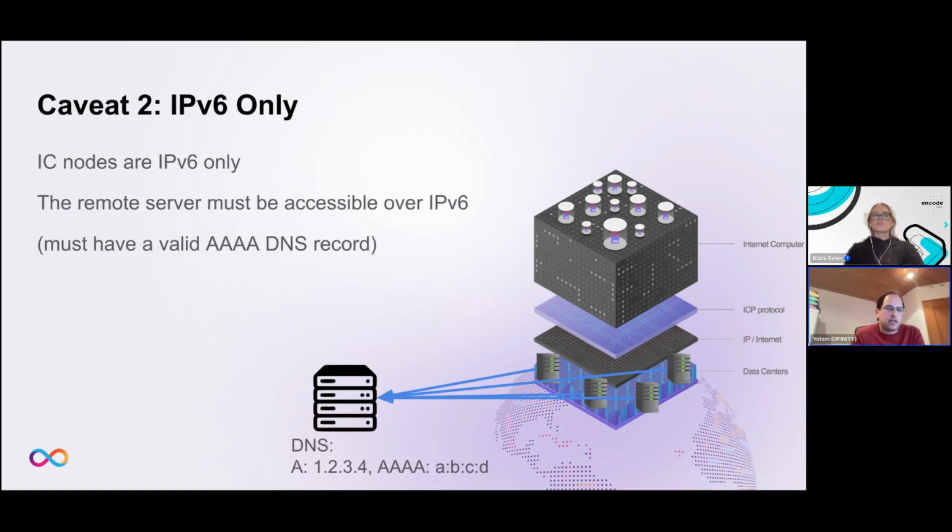Next caveat for this feature is that it only supports IPv6. What it means is that the remote server that you want to access must have an IPv6 DNS record, this quadruple A record. So if it only has an A record, which is an IPv4 entry, this would not work. And the reason for that is that the Internet Computer nodes only use IPv6. They don't use IPv4. And for now, there is no way around it.